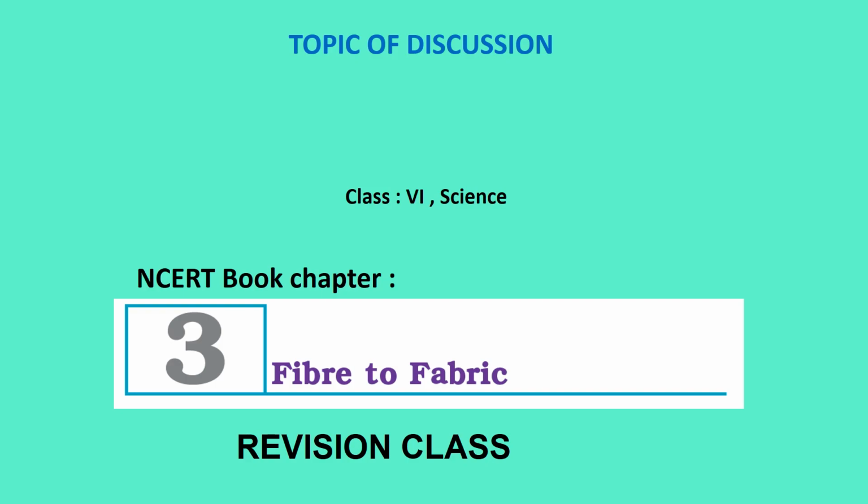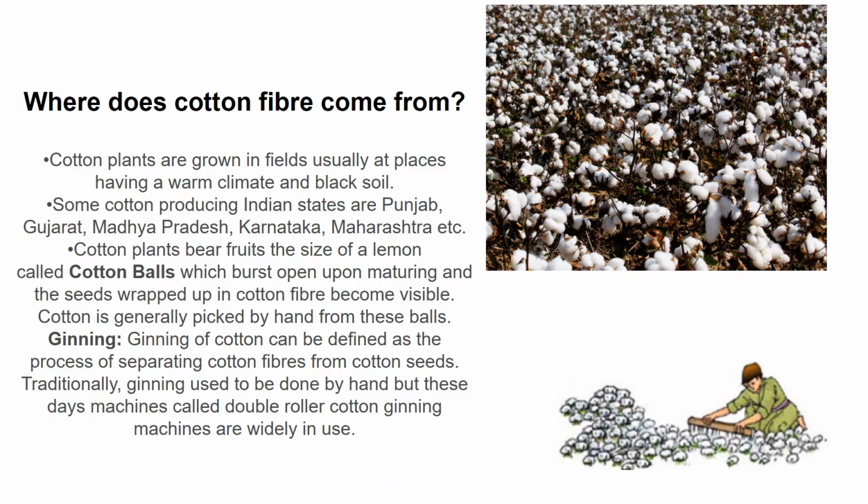Okay, first comes cotton fiber. Where does cotton fiber come from? As you know, cotton fiber is mainly extracted from the cotton plant. They are grown in fields, usually in places having a warm climate and black soil. So these are the favorable conditions for the growth of cotton plants. Some cotton producing Indian states are Punjab, Gujarat, Madhya Pradesh, Karnataka, Maharashtra, etc.